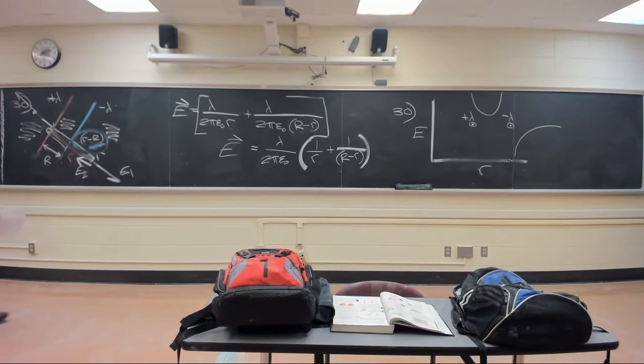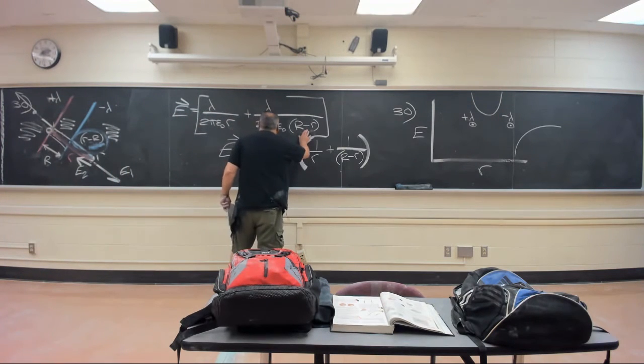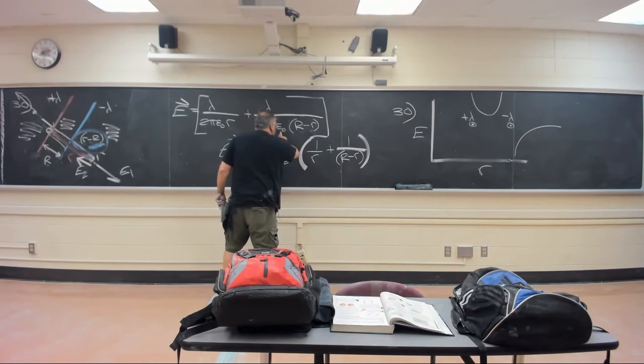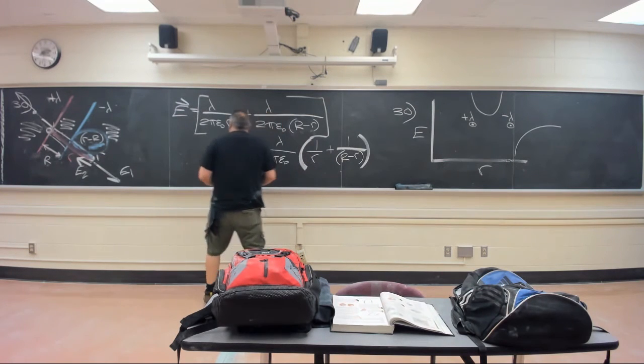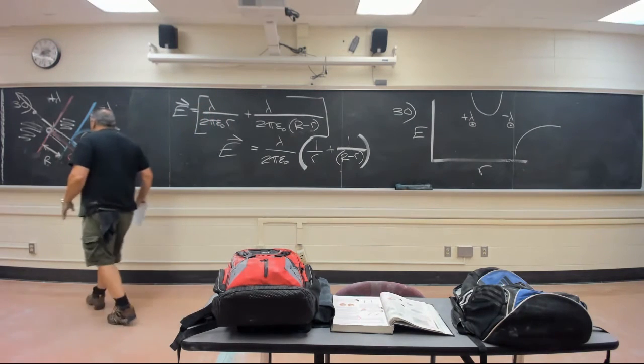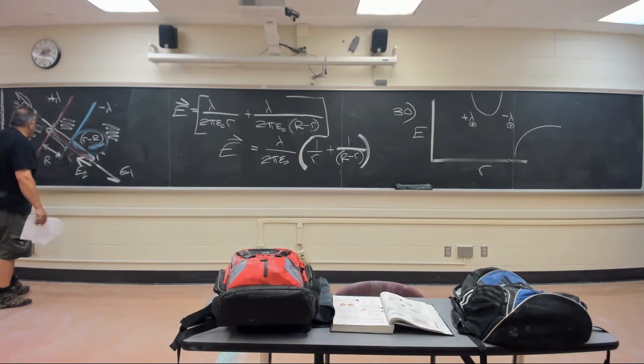The other one's not going to be as negative. If you go all the way out to negative r, this is negative 1/2 times lambda over 2 pi epsilon r, and this is negative 1. So this is more negative. It's going to get more and more negative as you go out to a certain point, but it's going to reach a terminal value there.